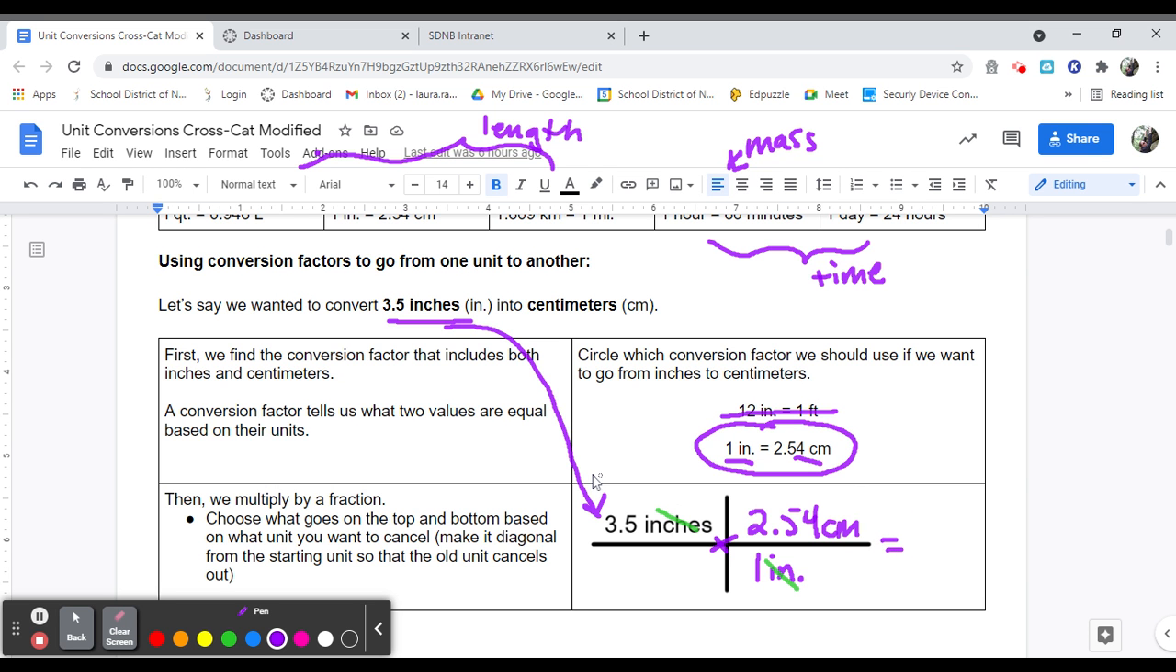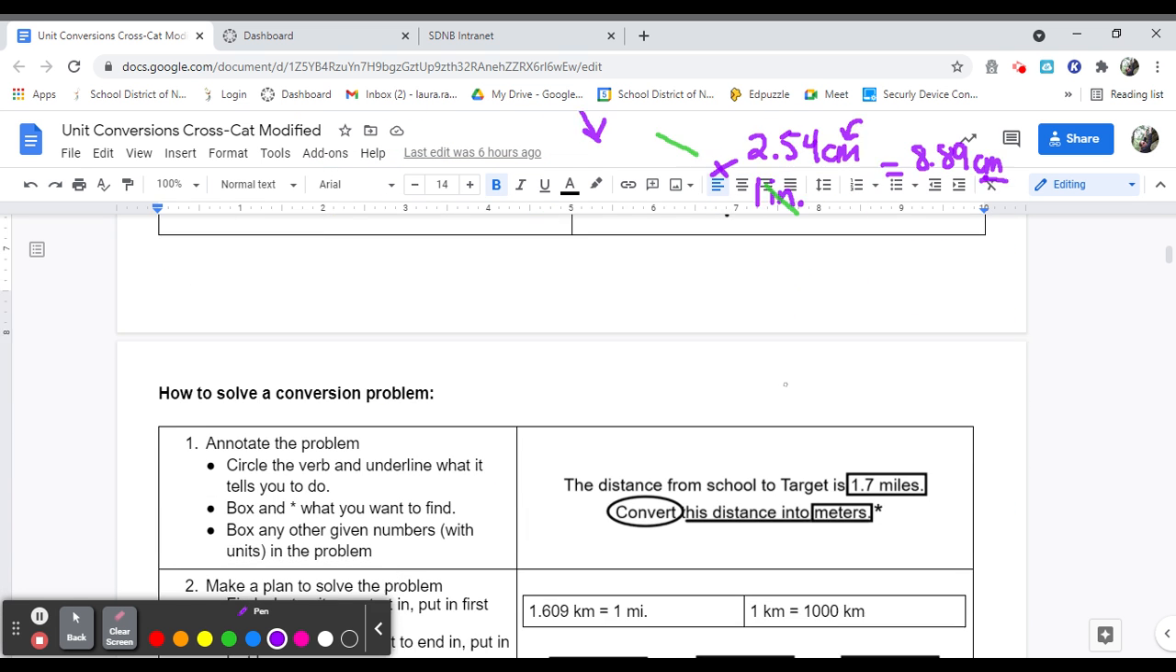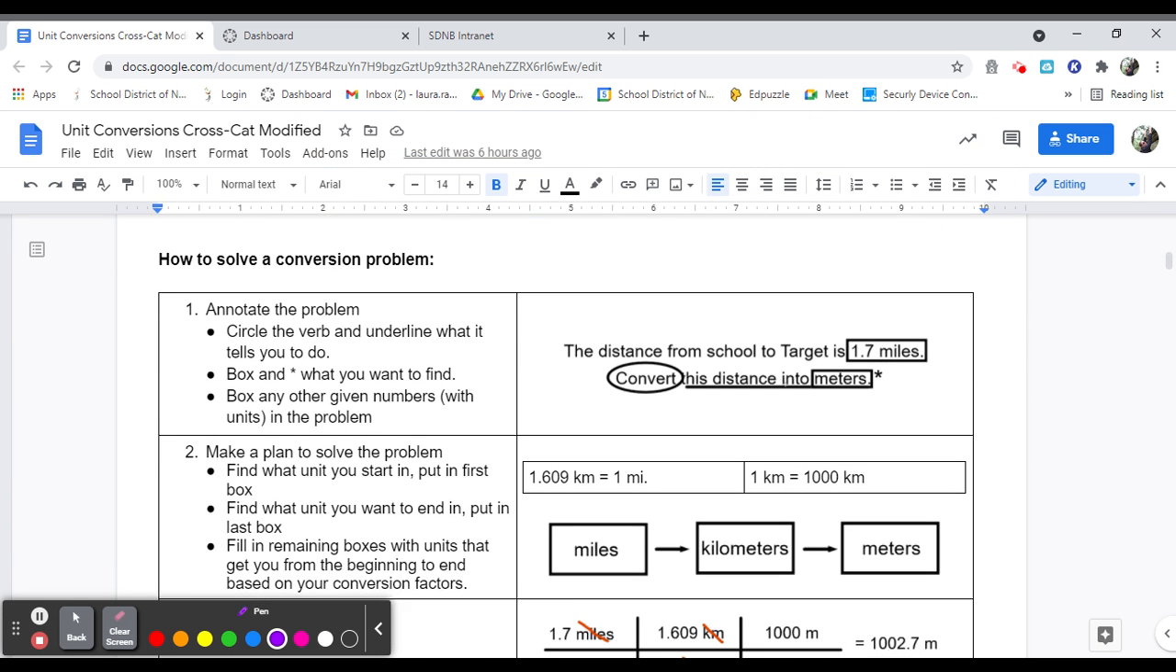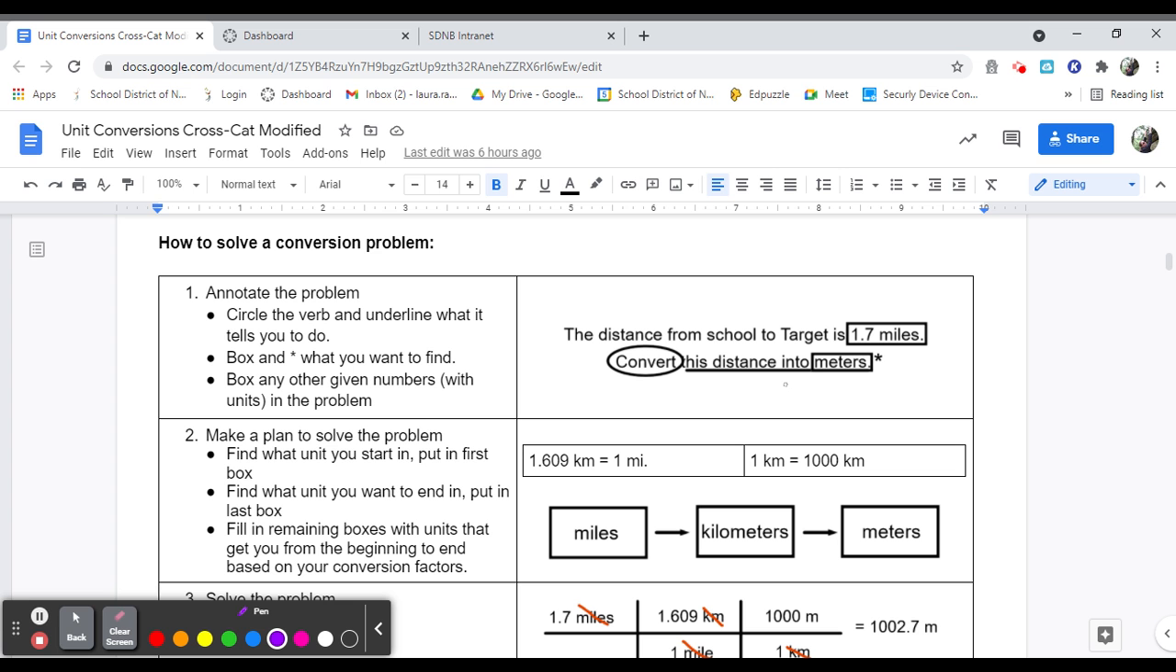When I type that in the calculator, I do 3.5 times 2.54. That will give me 8.89 centimeters. So the unit is the one that I have left in the problem. So now let's take a look at that in another problem. So what does this look like when I want to solve a conversion problem?